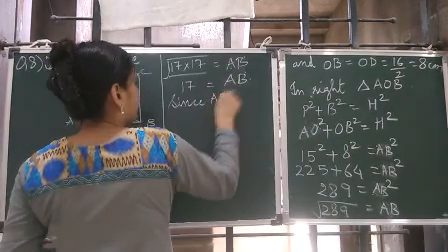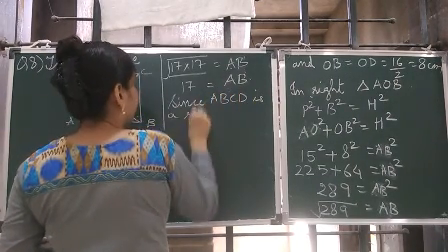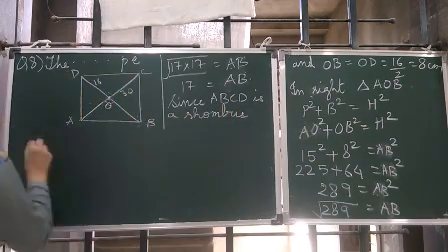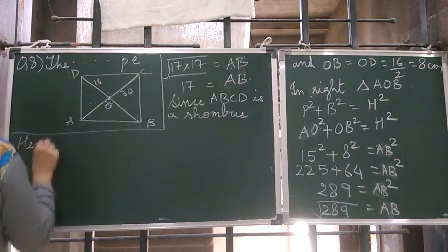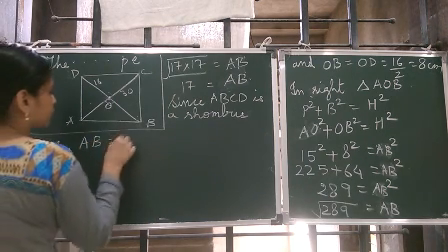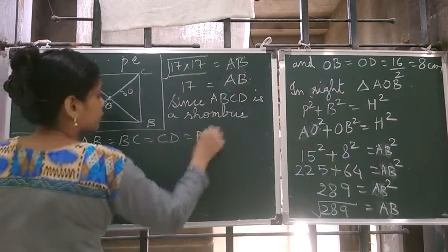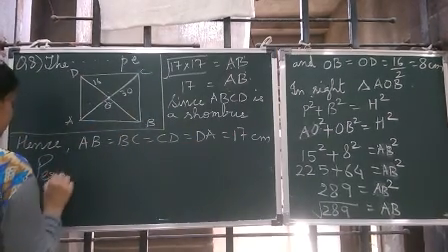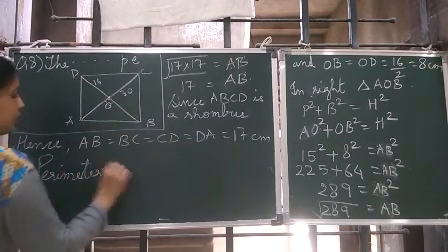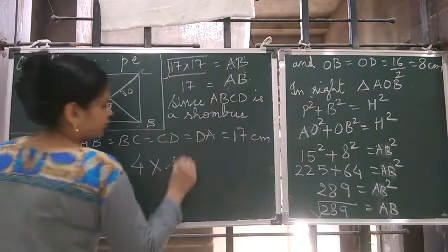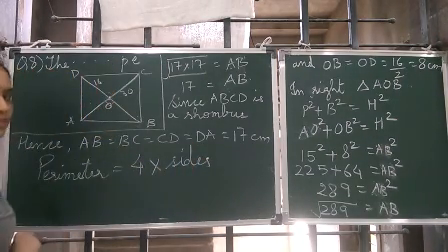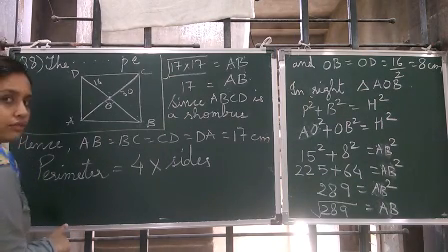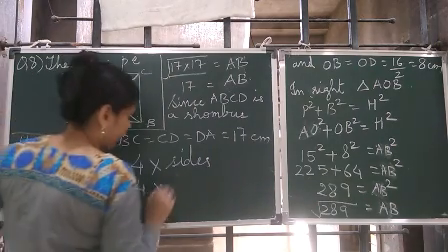Since ABCD is a rhombus, hence all sides are equal, we know that. Hence AB is equal to BC is equal to CD is equal to DA is equal to 17 centimeters. So perimeter will be the sum of all sides. How many sides are there? 4. We will use the perimeter of the square because all sides of a square are equal, just like the sides of the rhombus. So 4 into 17.